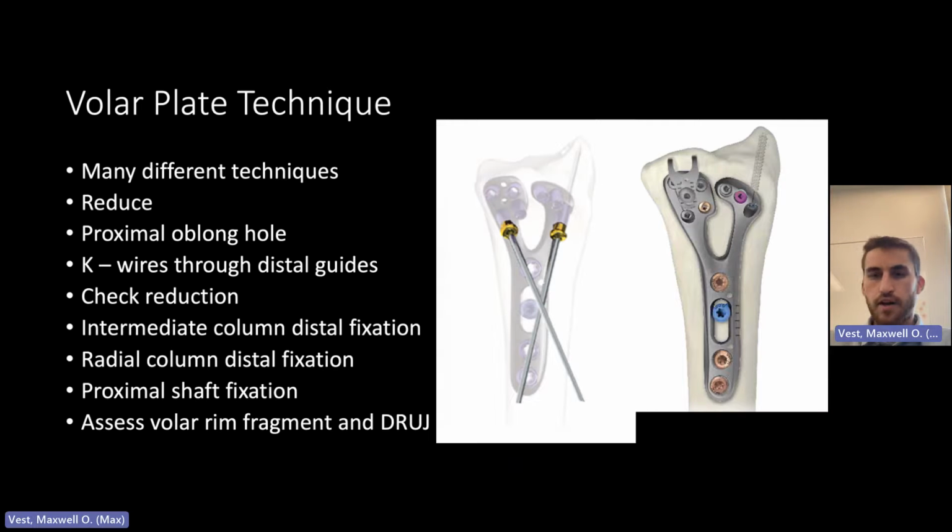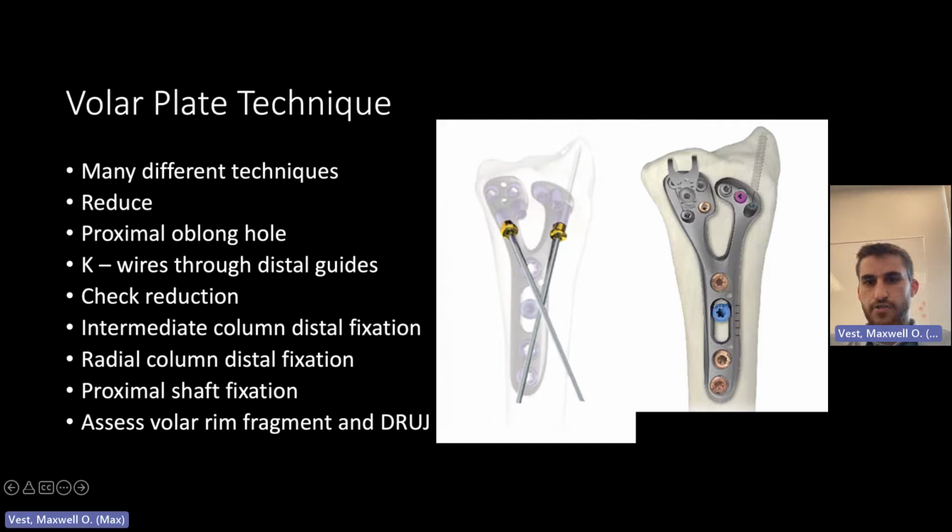So there are many different techniques to use volar plates, but in general, you want to reduce the fracture. And a good way to approach these is the extended FCR approach. There are many good videos online on how to do this, and this can give you a very good proximal and distal exposure of the entire distal radius. So after you reduce these, one way to fix these is to place this proximal oblong hole, and that gives you some play if you need to adjust the plate proximally or distally.